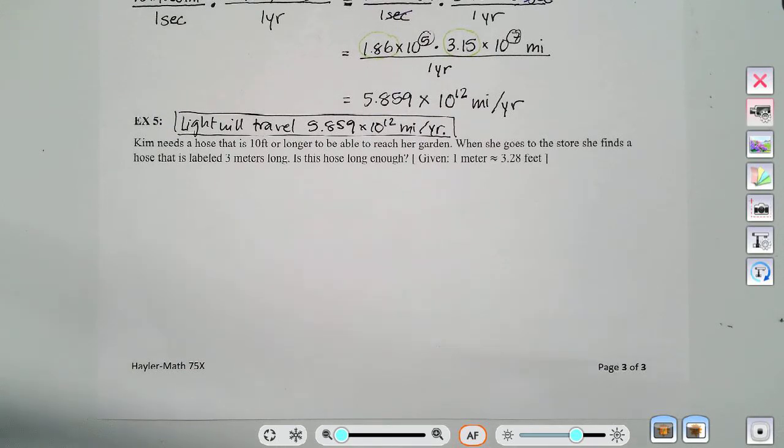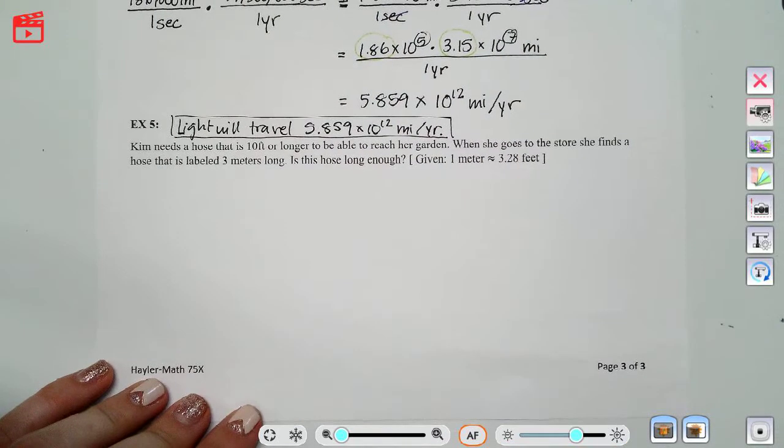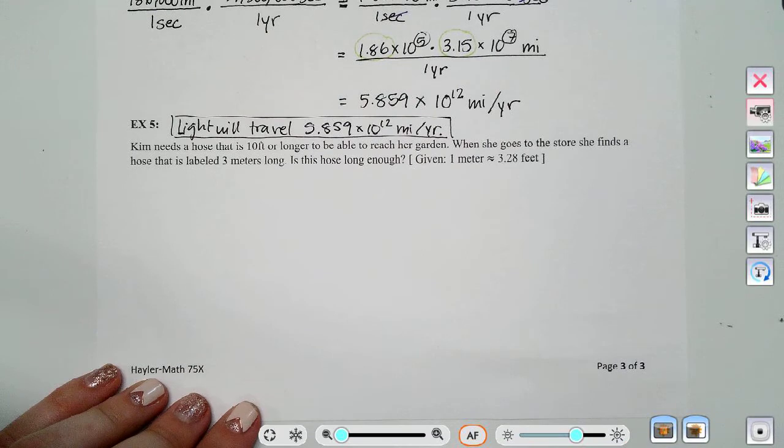Okay, so maybe Kim was an American that went to Europe and was thinking in feet, and the labels on all the hoses there were only in meters. For some reason, the label is not in feet. Alright, but we want it to be feet.